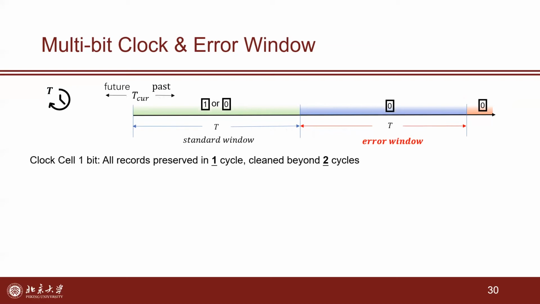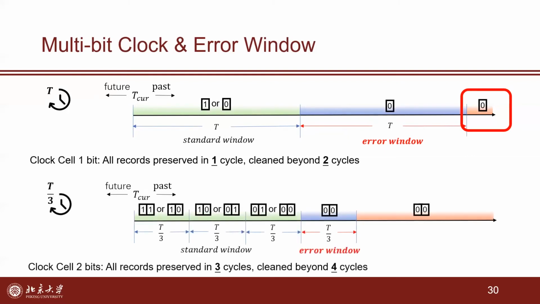This part shows that using a 1-bit clock cell, all items will be preserved in the data structure within 1 cycle of clock hand traversal, which is the green part denoted as the standard window. And item information will be cleaned beyond 2 cycles of clock hand traversal, which is this part, and thus generating an error window between T and 2T. This is known as the error window, which is the blue part. Items within this window are outdated information, but there's a probability that they are wrongly preserved in the data structure.